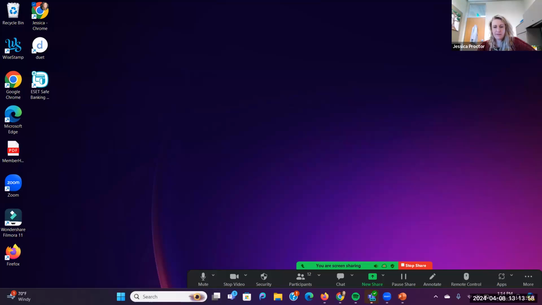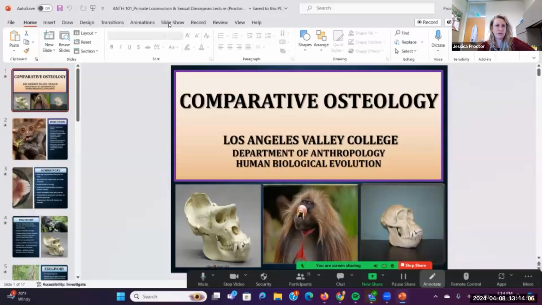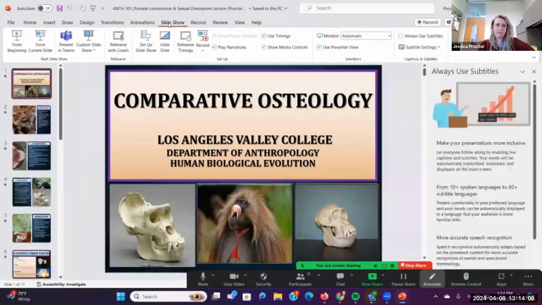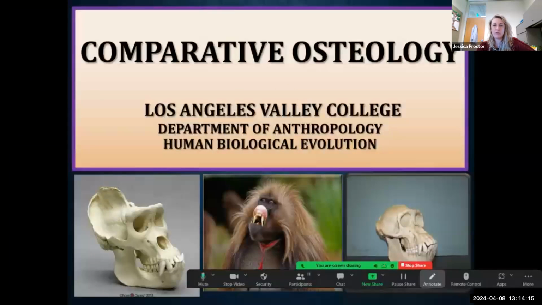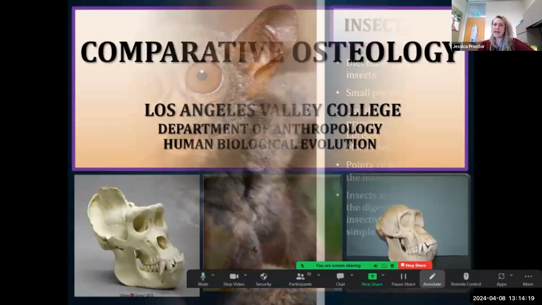Okay, so this lecture, we're still within chapter 5 in the Explorations textbook. So chapter 5, we already covered some of it, which is primate classification. This lecture is still somewhat related to classification and anatomy, but we'll start to delve into things like diet, locomotion, and sexual dimorphism. So let's talk about diet first.